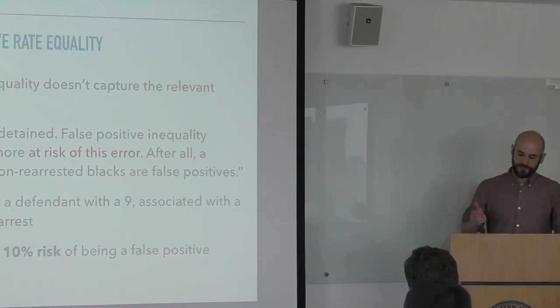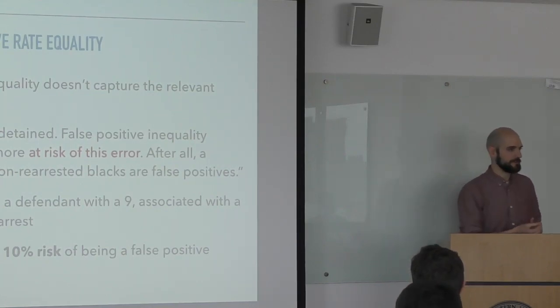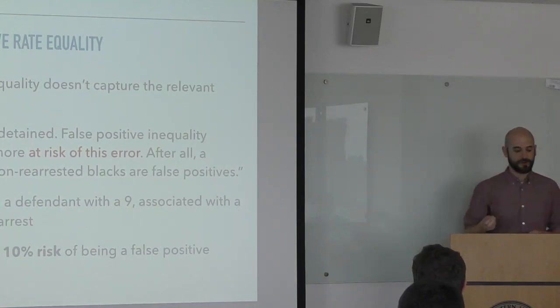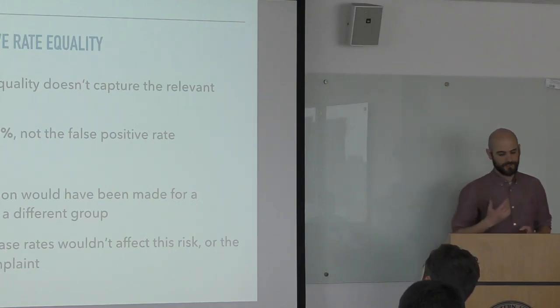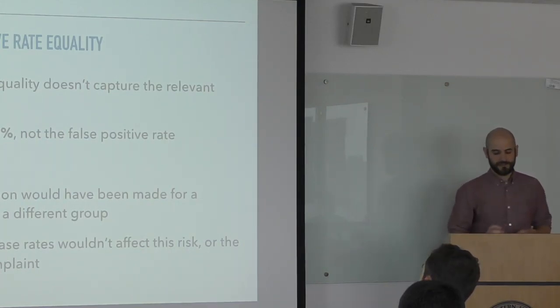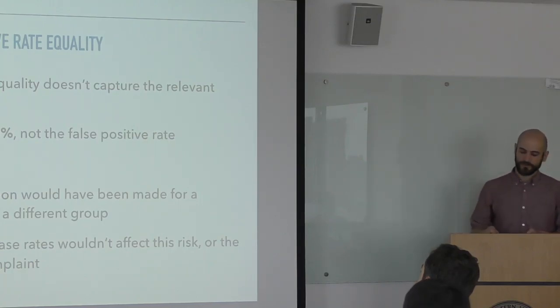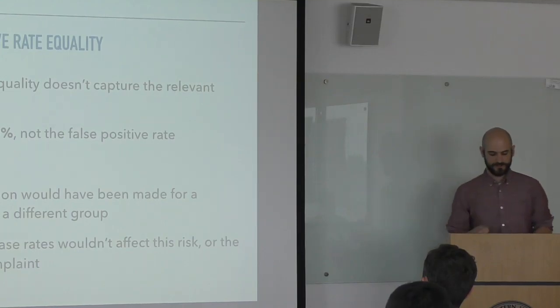And so this defendant, when a decision was made based on that score, was subjected to a 10% chance of being needlessly detained. The question is whether this unfairness claim is going to be stronger for groups that have a higher false positive rate. And I think there are some clues that it's not. First, because COMPAS doesn't use race and is calibrated according to race, then if we switch the race of this defendant, it wouldn't affect the score that they got. And so they would still be subject to this 10% risk of a false positive.